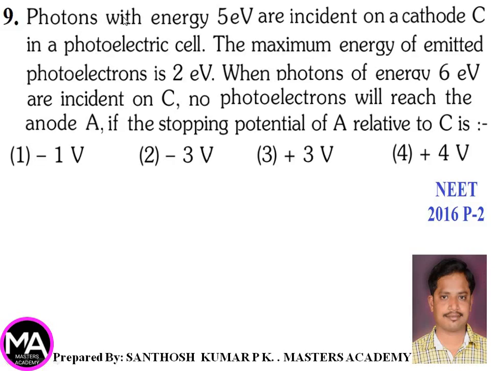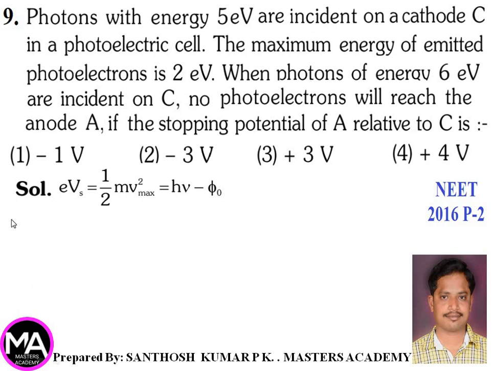Next problem. Photons with energy 5 electron volt are incident on a cathode C in a photoelectric cell. The maximum energy of emitted photoelectrons is 2 electron volt. When photons of energy 6 electron volt are incident on C, no photoelectrons will reach the anode A if the stopping potential of A relative to C is... you have to find out what the stopping potential is so that the photoelectrons will not reach the anode A.